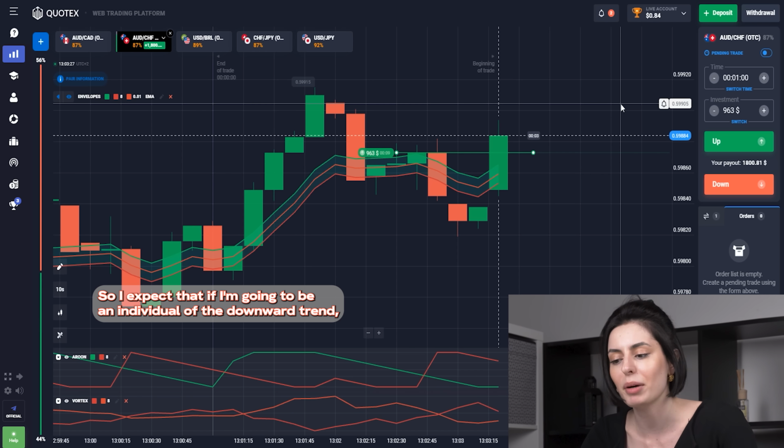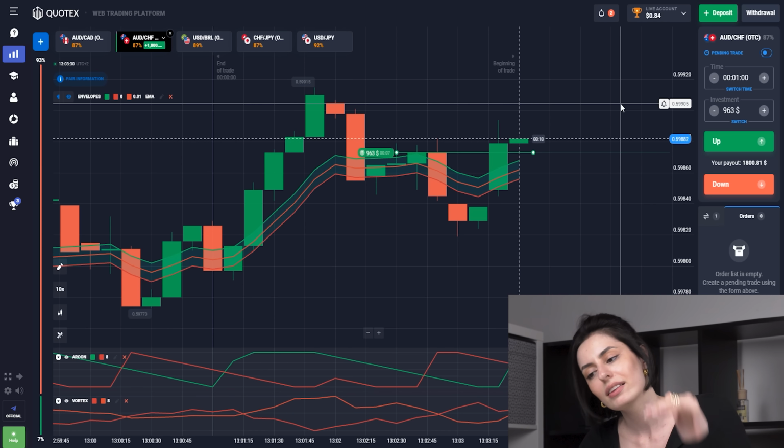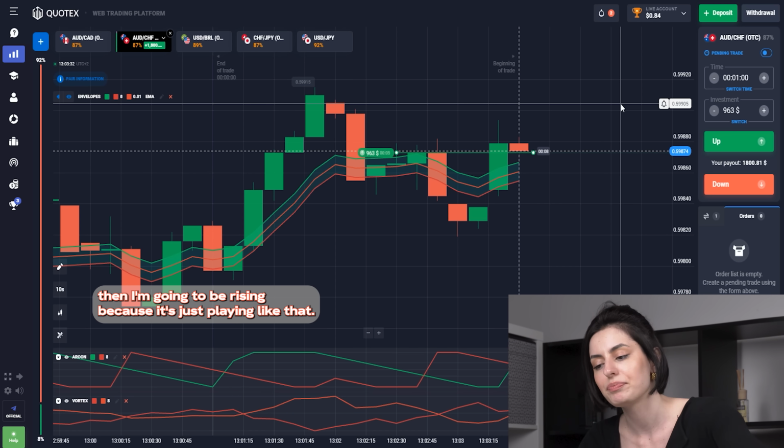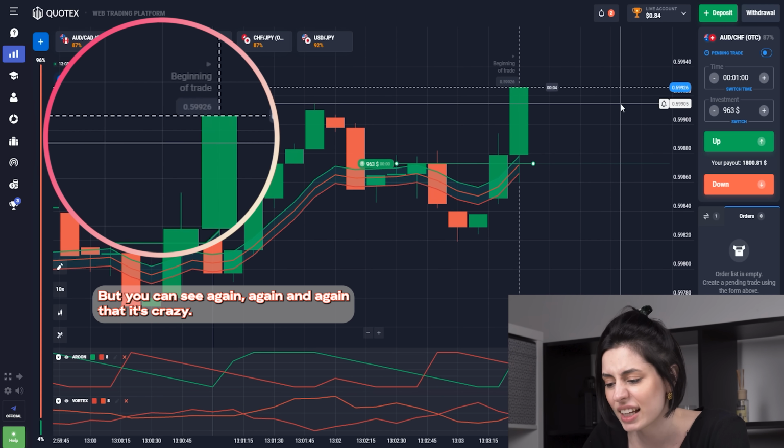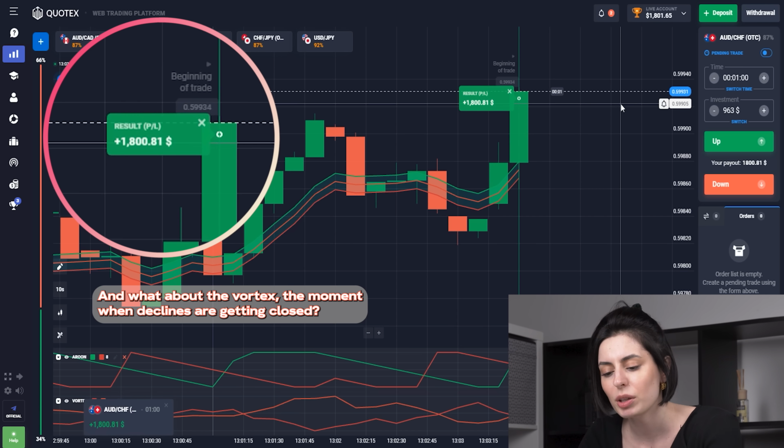So I expected that if I'm entering in the middle of the downward trend, then I'm going to be rising, because it's just playing like that. But you can see it again and again. That is crazy.